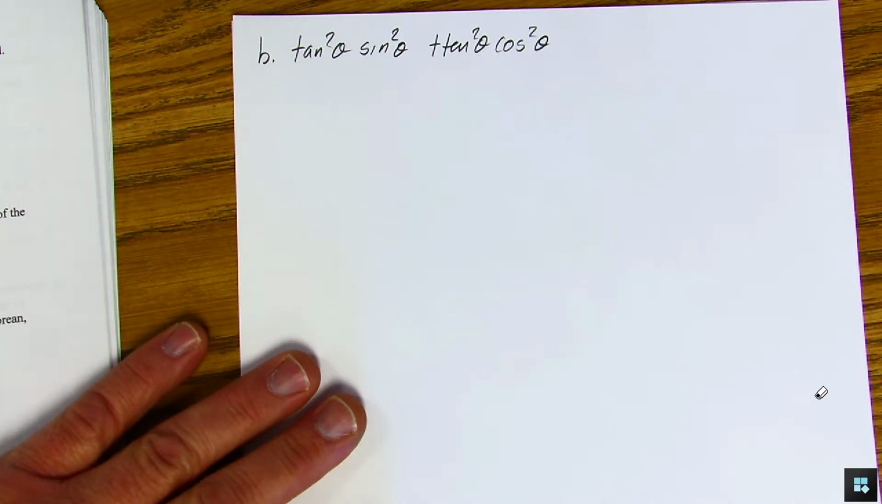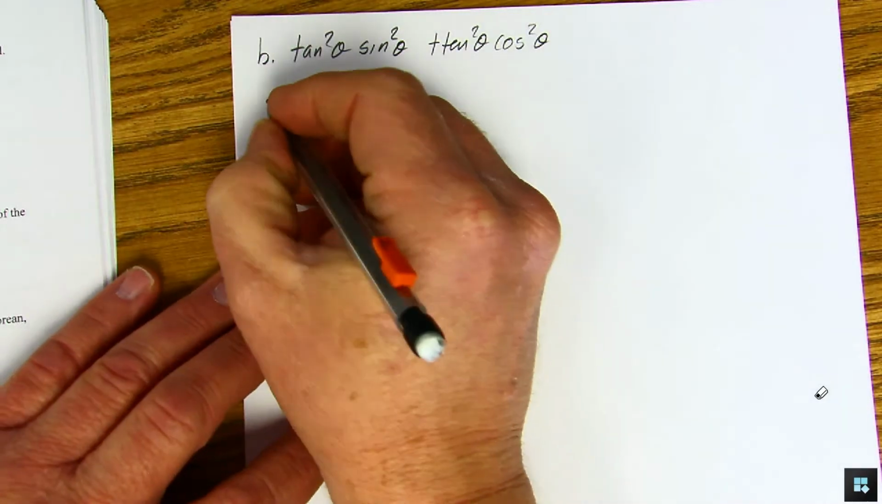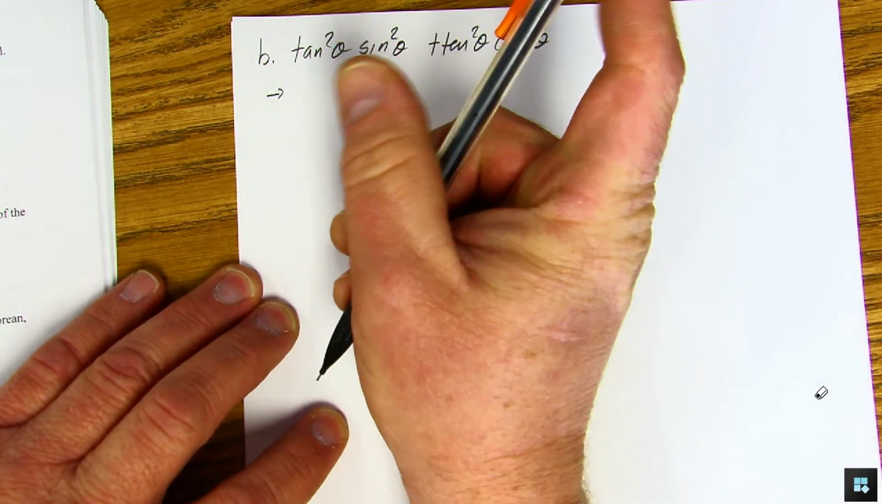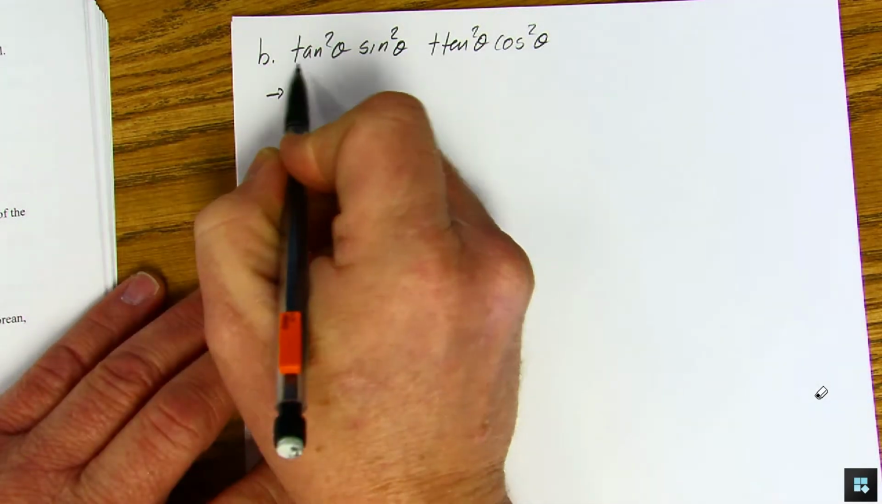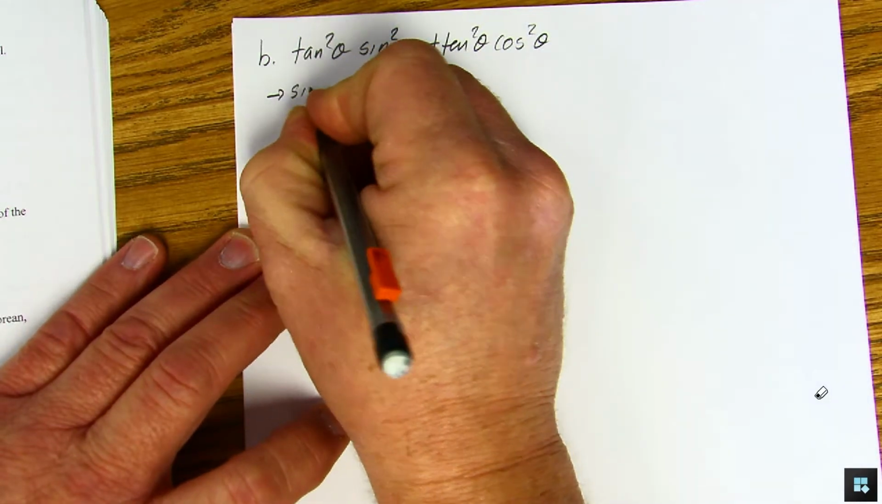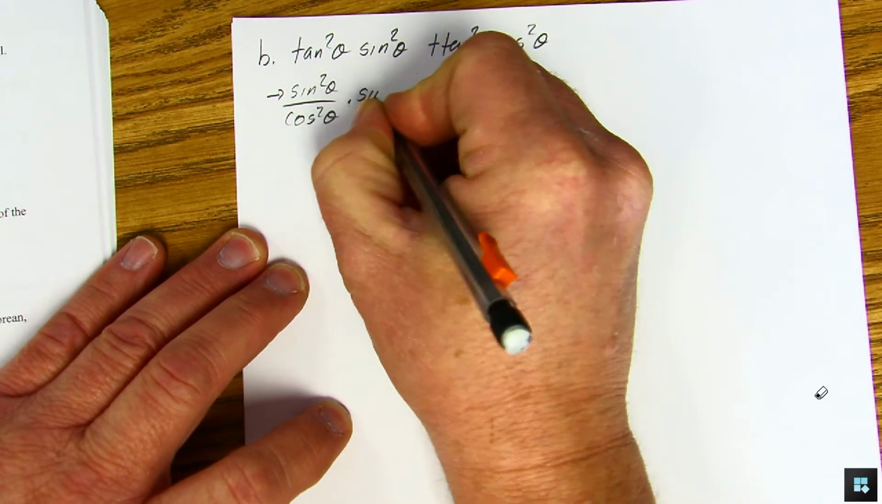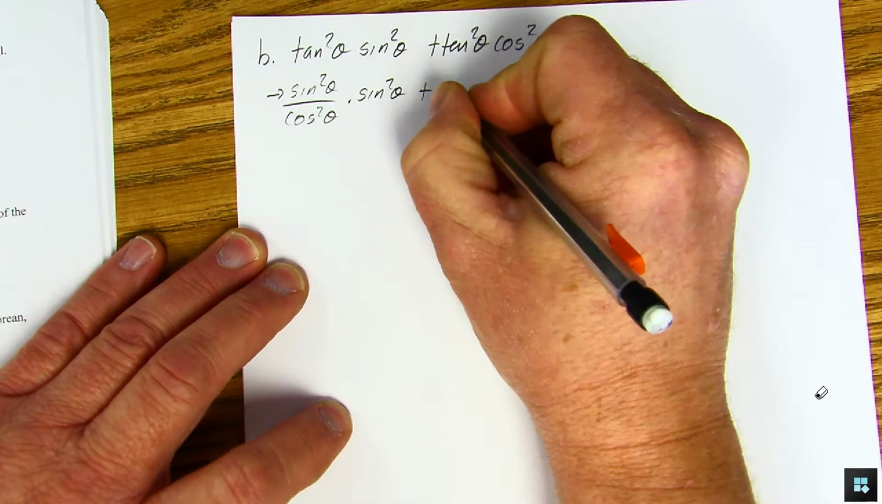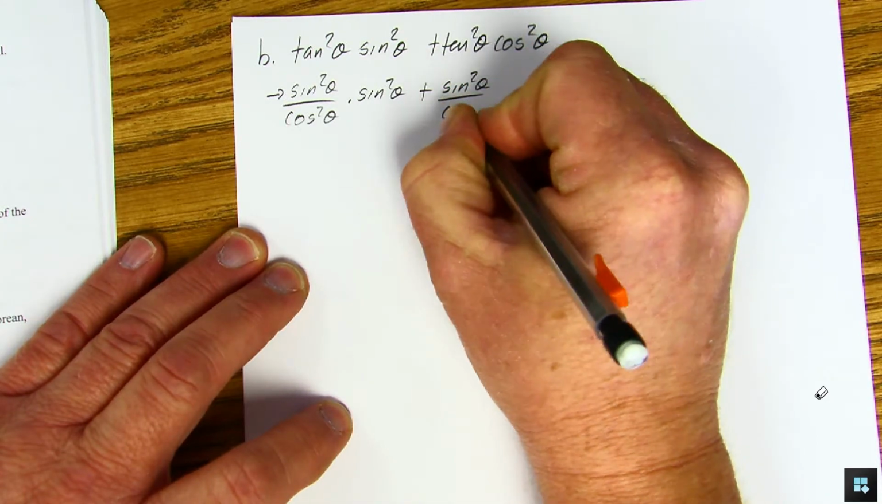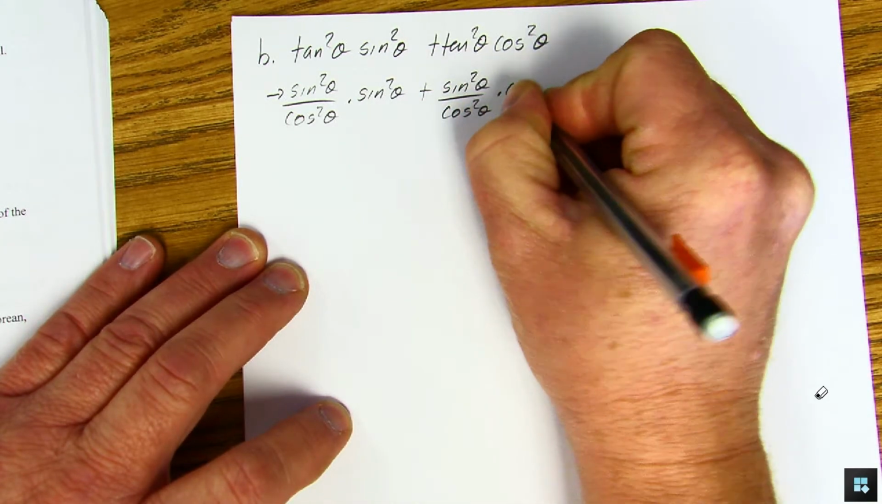So if I were to ask you to look at that, and I were to say, okay, tell me some things that you know. If you all were here, I imagine you would tell me some things you know. And I know you know a lot. But one of the things I'm sure that you know of is the fact that tangent squared theta is sine squared theta over cosine squared theta times sine squared theta plus sine squared theta over cosine squared theta times cosine squared theta.